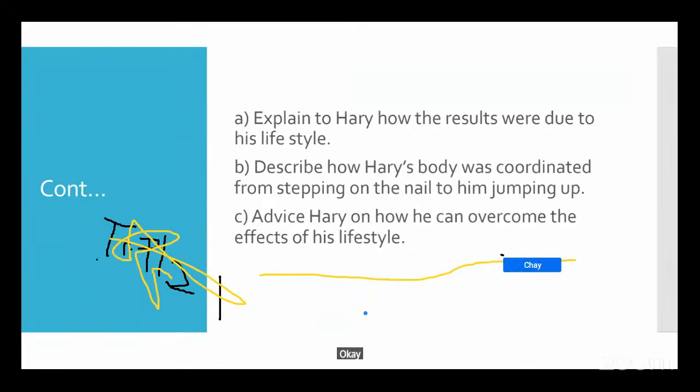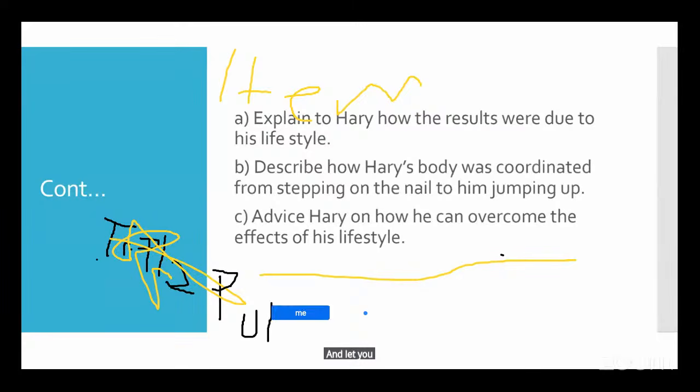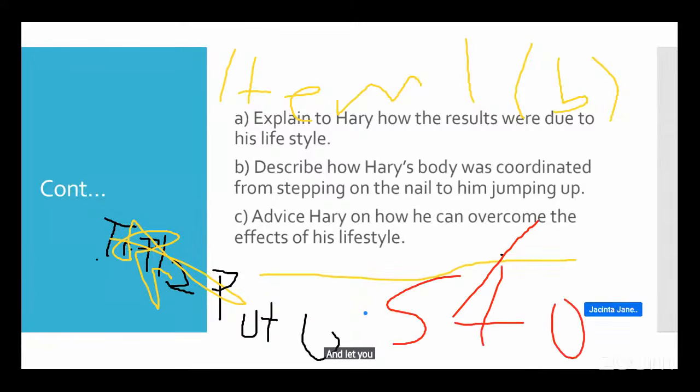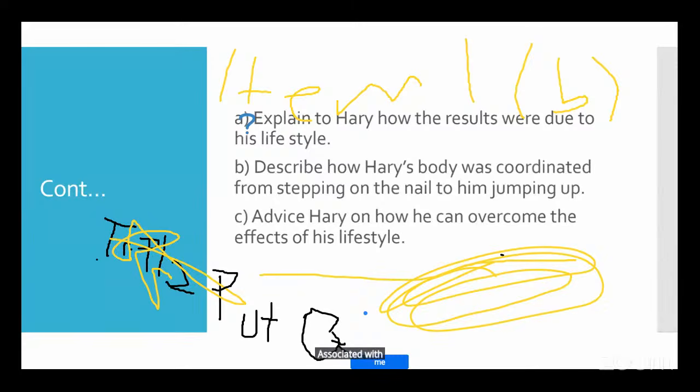Okay. Just first unmute again and repeat. I was saying Harry should visit rehabilitation centers where he will be guided and counseled, thus reducing the effects associated with alcohol intake. All right. That's it.